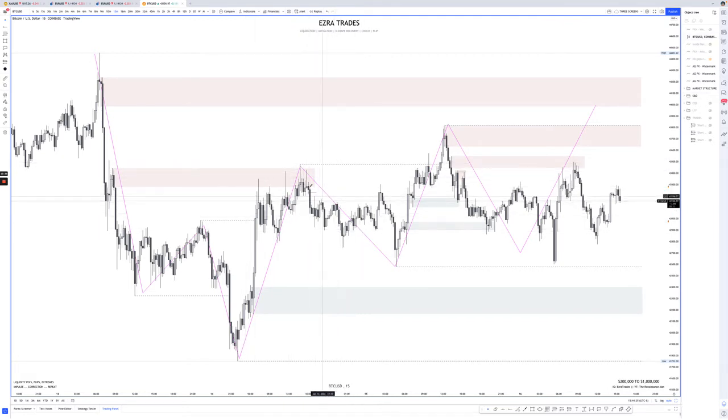A pullback. Now this pullback is pretty ranging, right? It's ranging a lot, so we don't really have a lot of volume in the market. So this is very corrective, and so we're waiting to see where the next impulse goes. Then we have price here sweep the lows. So previous to that, we have a low here, low here. This low took out those levels.